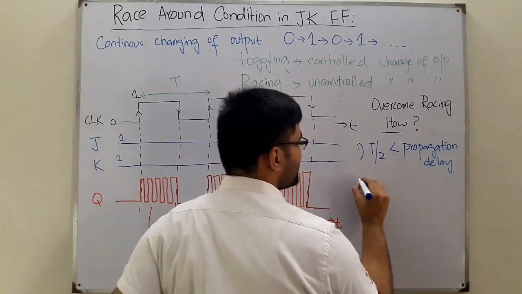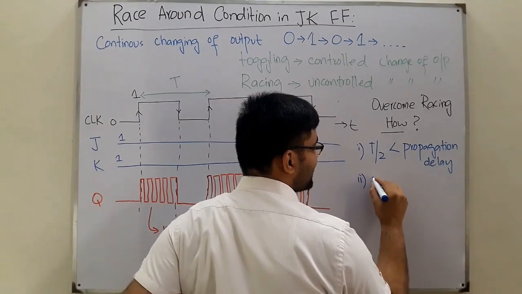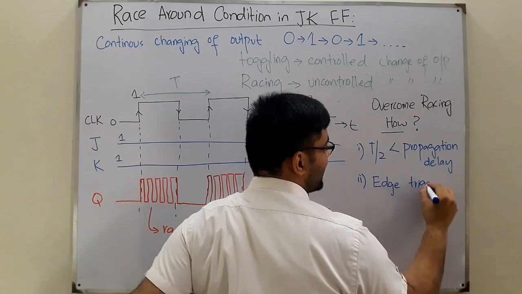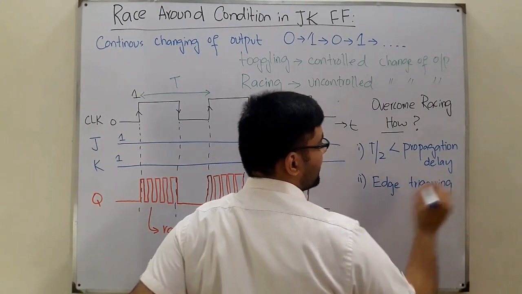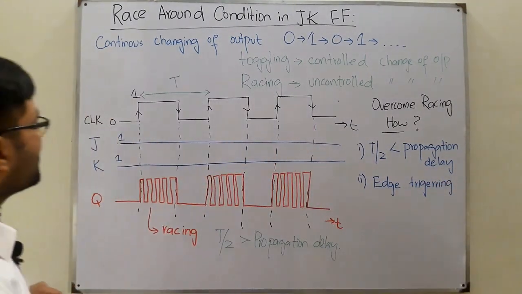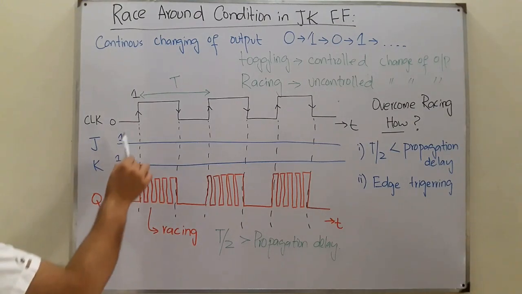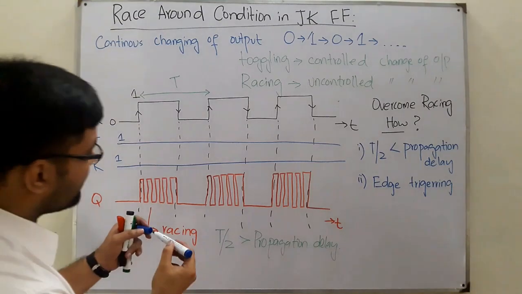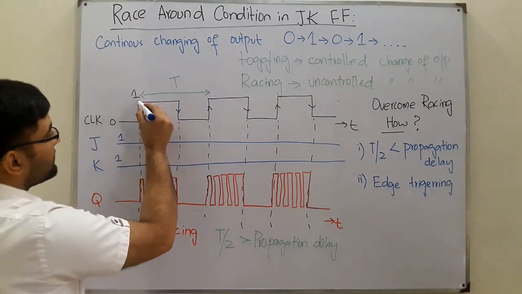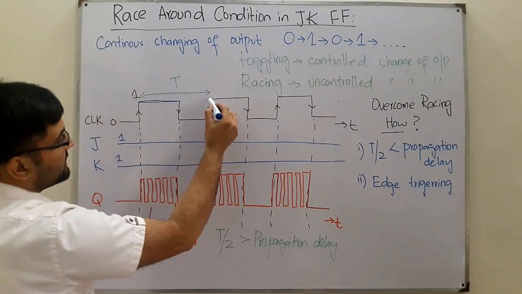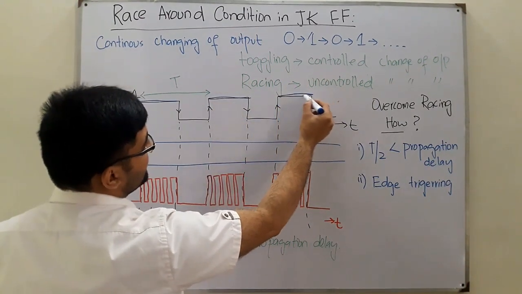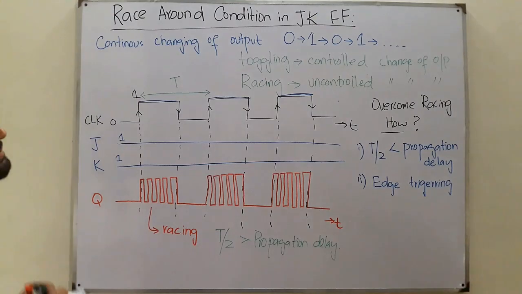Number two, to use edge triggering. You know what edge triggering is: to make the flip-flop work when the clock is going from low to high state or from high to low state. In this video, it is level triggered. It is racing at this particular time that I have marked with the blue color.